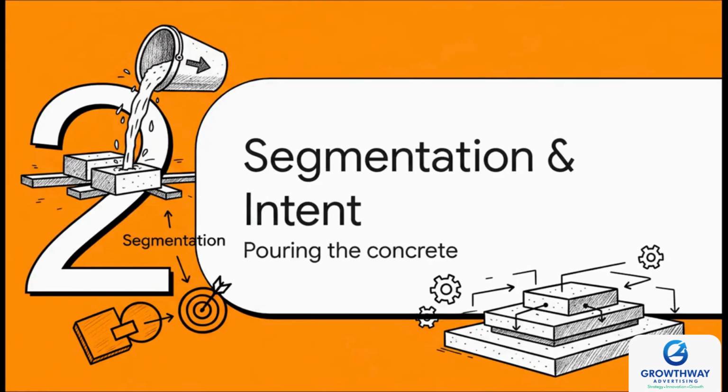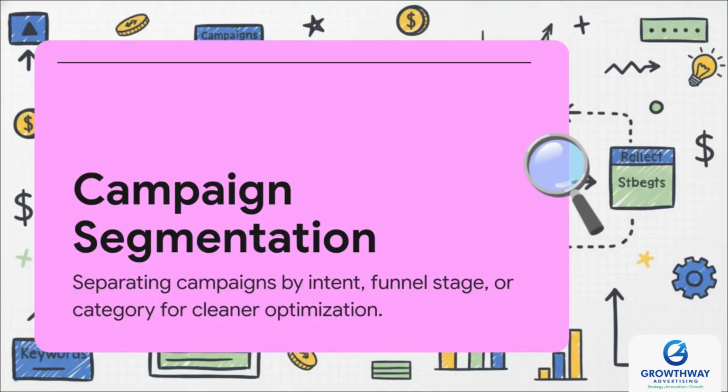All right, moving on to section 2, segmentation and intent. Time to pour the concrete. Layer 1 of our framework is all about setting up those structural beams. You absolutely have to categorize your campaigns logically from day one. You can separate them by search intent, product categories, funnel stages, or even geographic regions. A classic example is strictly separating your brand campaigns from your non-brand ones. By doing this, you're guaranteeing yourself significantly cleaner reporting data right from the jump.